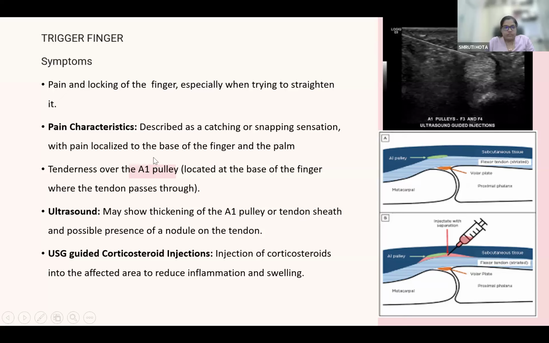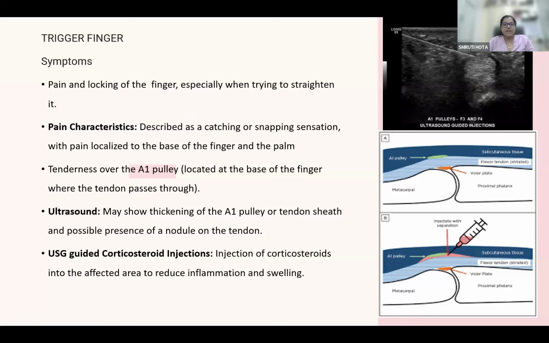Okay. So here, what are the symptoms of trigger finger? Pain and locking of the finger, especially when you try to straighten it, it will not straighten directly. Here, what happened? The patient will describe a catching or snapping sensation.